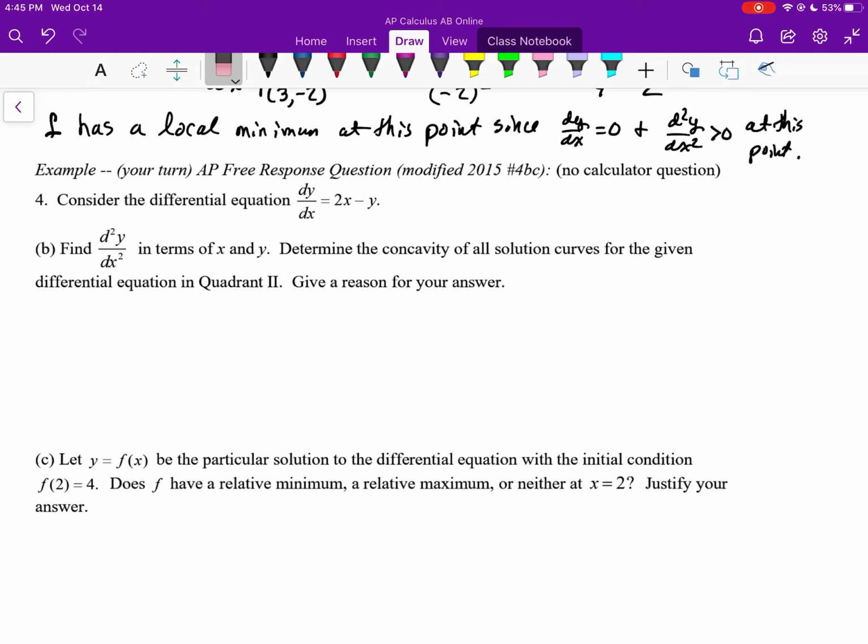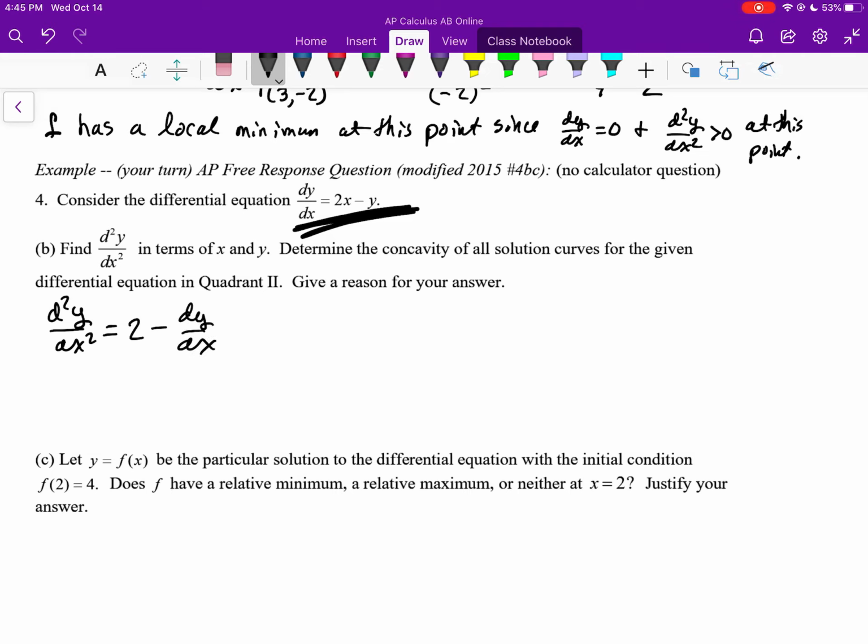The first part is they want us to find d squared y/dx squared in terms of x and y, and then determine the concavity for all the solution curves for the given differential equation in quadrant 2. And so I've got to find my second derivative. If I do that, I get d squared y/dx squared. The derivative of my first derivative is going to be 2 minus dy/dx.